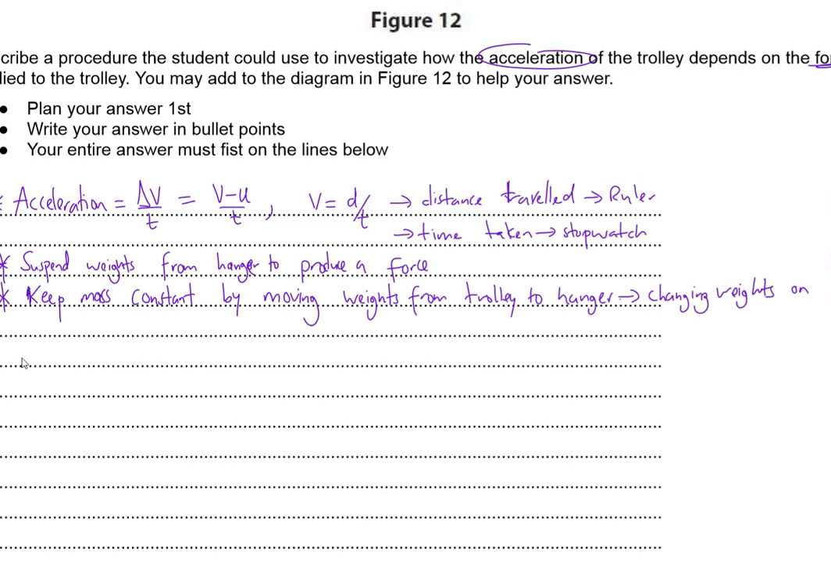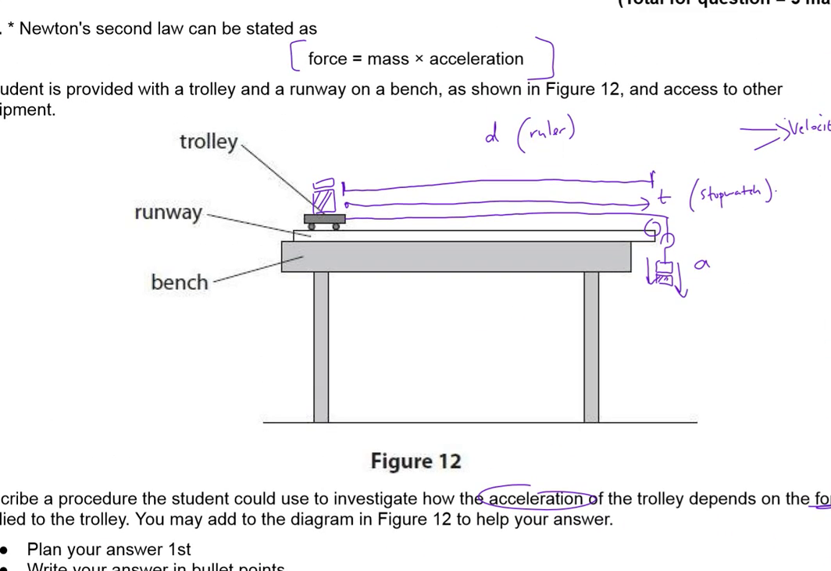Good. Now, what else do we need to do? We talked about how we're going to get the distance traveled. So v is distance over time, distance traveled, and we're going to use a ruler to measure that.